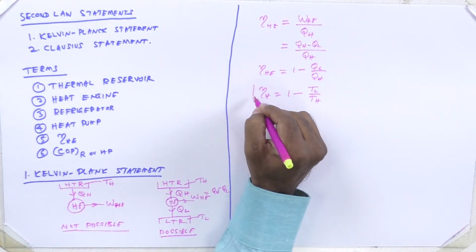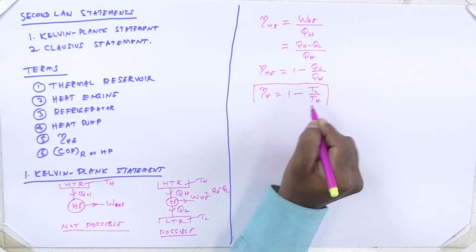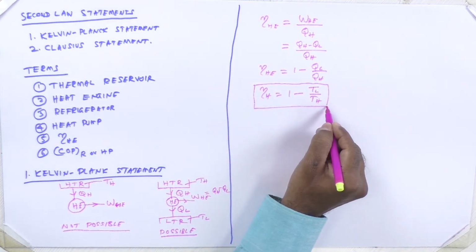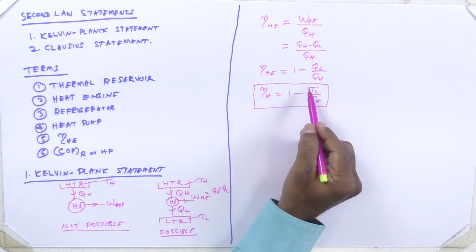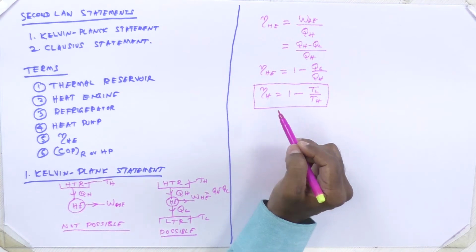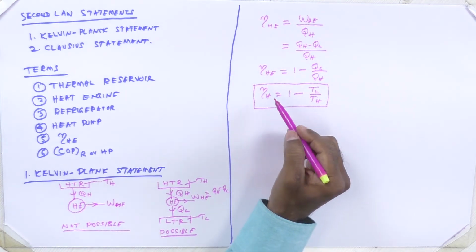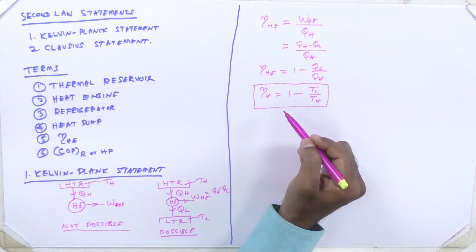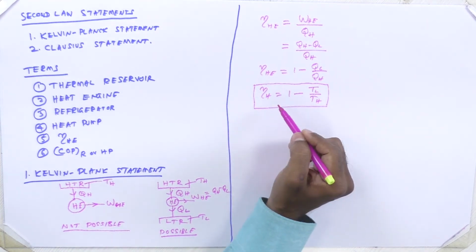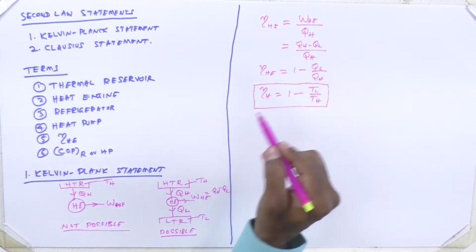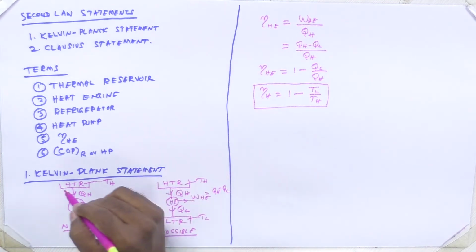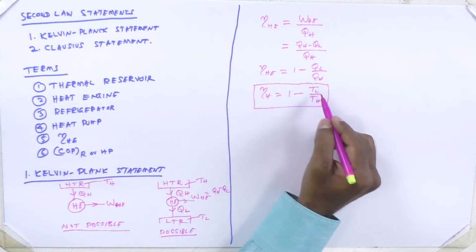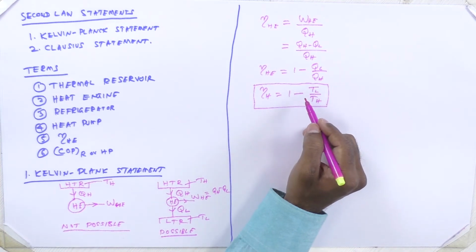So we can use this formula for deriving the efficiency of a heat engine. According to the second law, this is the maximum possible efficiency given by any engine, and when we derive efficiency by formulas, it must be less than this value. If it is greater than this value, that kind of machine is not possible according to the second law of thermodynamics and according to the Kelvin-Planck statement. So this is a very important equation in the second law.